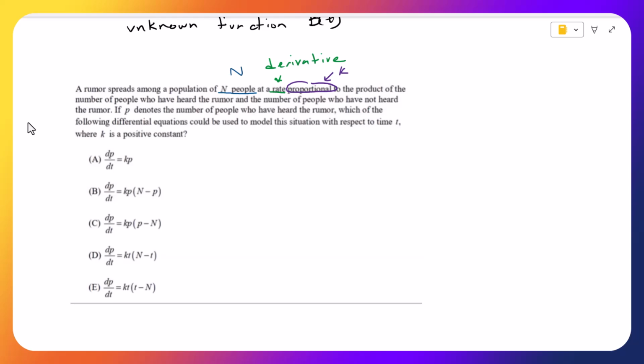And just another piece, P is the number of people who have heard the rumor. And we want something modeled with respect to time. Okay, I underline a lot of stuff. Hopefully it'll catch up. Okay. So first off, we're talking about our derivative of N with respect to time. So that means we're going to have dN over, or actually, I'm sorry.